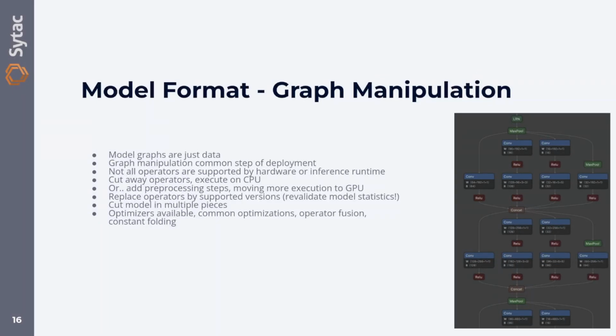And the nice thing about graph manipulation is that there are optimizers available. There are a lot of small optimizer libraries that do things like operator fusion, very common optimizations, and that can speed up your model a bit. Just look at optimizers for your specific model format. For ONNX, there are quite a few available simplifiers, optimizers.